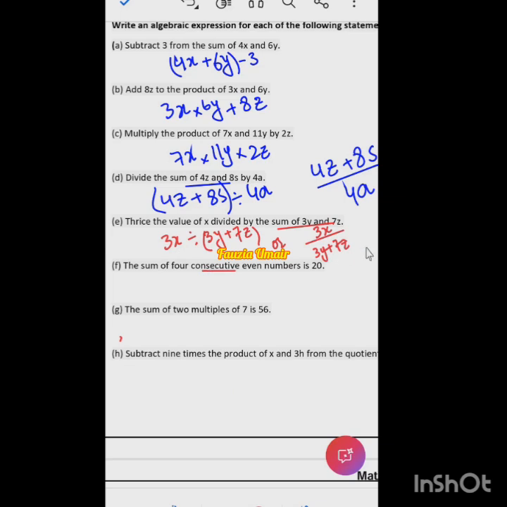4 consecutive even numbers. So if x is the first even number, what would be the next one? x plus 2. And what is the next one? Because we write 4 numbers. What is the third number? x plus 4. And the last would be x plus 6. Very good. So this is equal to 20. Consecutive numbers, so we will use the same variable. Now this is 4x plus 12 is equal to 20. No need to solve any further.